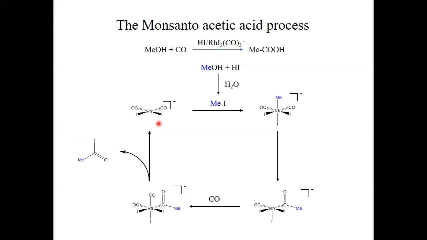Now this acetyl iodide can react with methanol. That gives methyl iodide and acetic acid, and that methyl iodide can then undergo further reactions with the reformed catalyst and the catalytic cycle can begin.